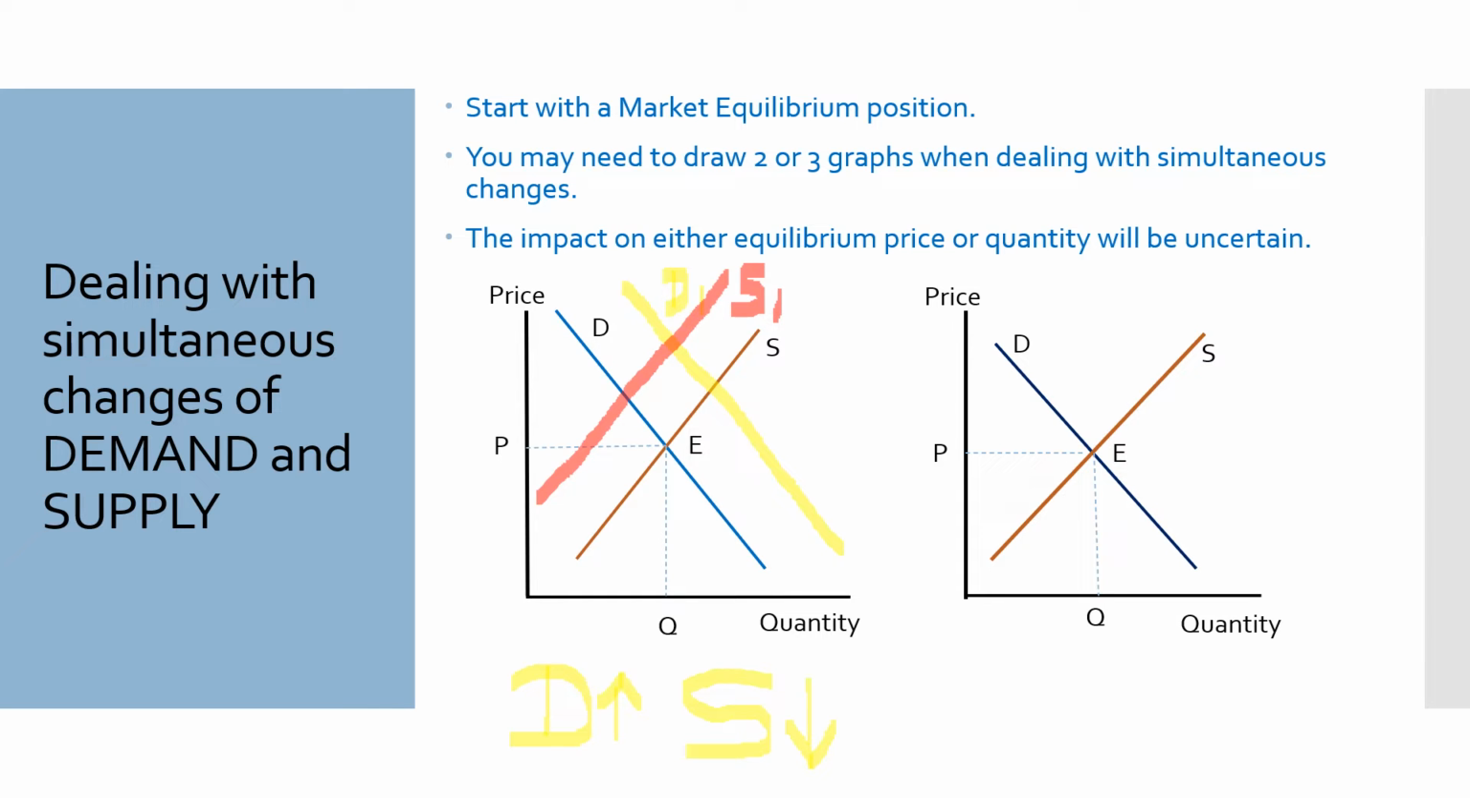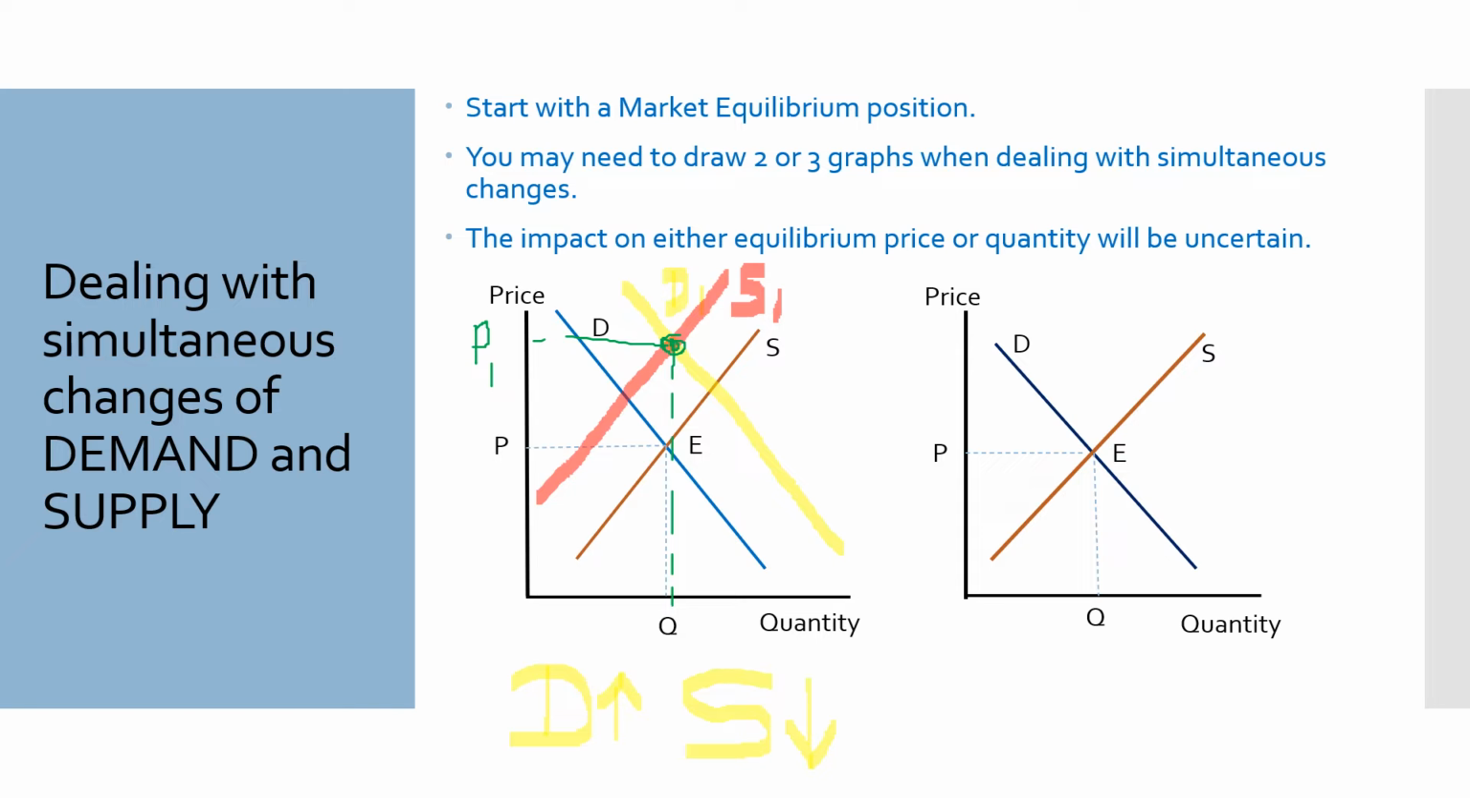Now my new equilibrium position is going to be at the intersection of those 2 new curves. And now if you look at the graph that I've drawn here, we see that in fact my equilibrium quantity has remained the same, but I can definitely see that my equilibrium price has increased. Now this has shown me that the potential here is that quantity could be uncertain. Price will definitely increase. No matter how many of these graphs I draw, the price will definitely increase, but the impact on the quantity is going to be uncertain. Let me show you quickly on this side.